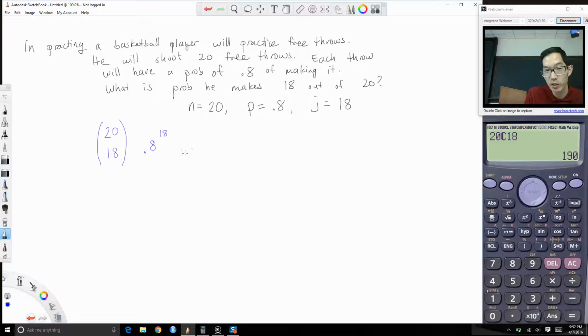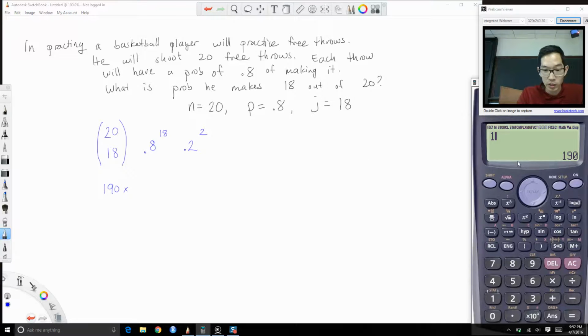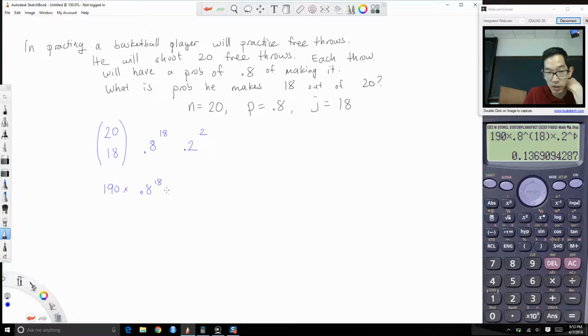What's the probability of missing the basket then? 0.2. And how many times is that going to happen? 2 times. So I've got 0.8 raised to the 18 and 0.2 squared, times 20 choose 18. 20 choose 18 is 190. So I'm going to do 190 times 0.8 raised to the 18 times 0.2 raised to the 2. I punch that into my calculator and I get 0.1369. And that's my answer.